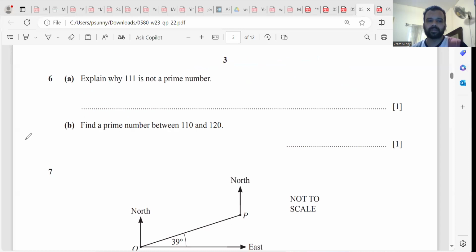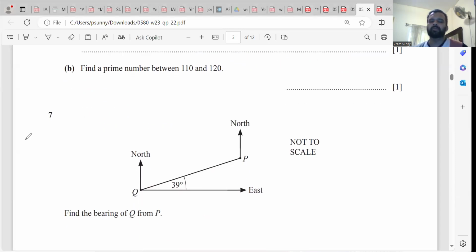Moving on to the next question here. Find a prime number between 110 and 120. So that will be 113. 113 has only two factors, that is 1 and 113.